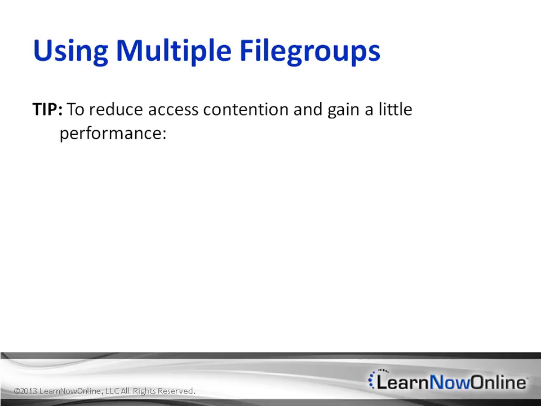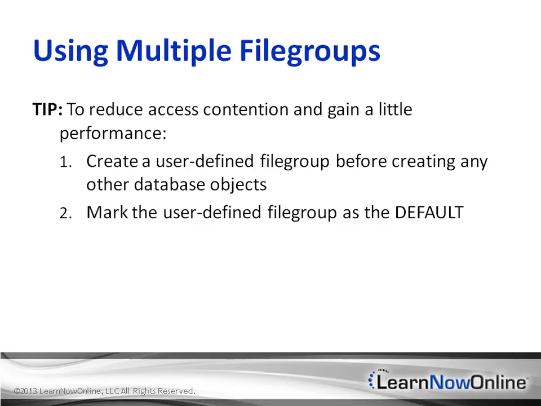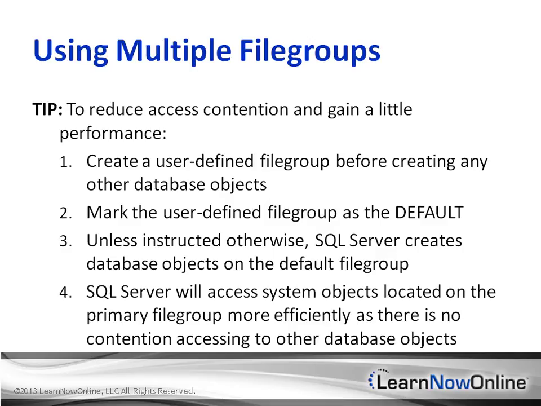Here's a tip. To reduce the access contention and gain a little performance, you should always try to do the following. Create a user-defined file group before creating any other database objects. Mark that user-defined file group as the default. SQL Server will create database objects on a default file group unless it's instructed otherwise. SQL Server will access system objects located on the primary file group more efficiently now, as there is no contention for accessing the other database objects.